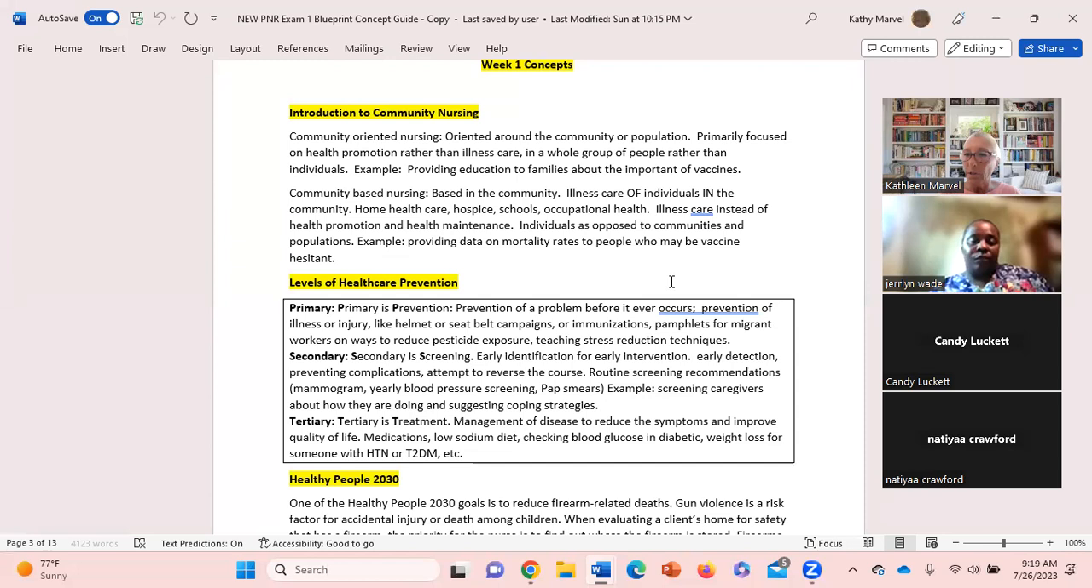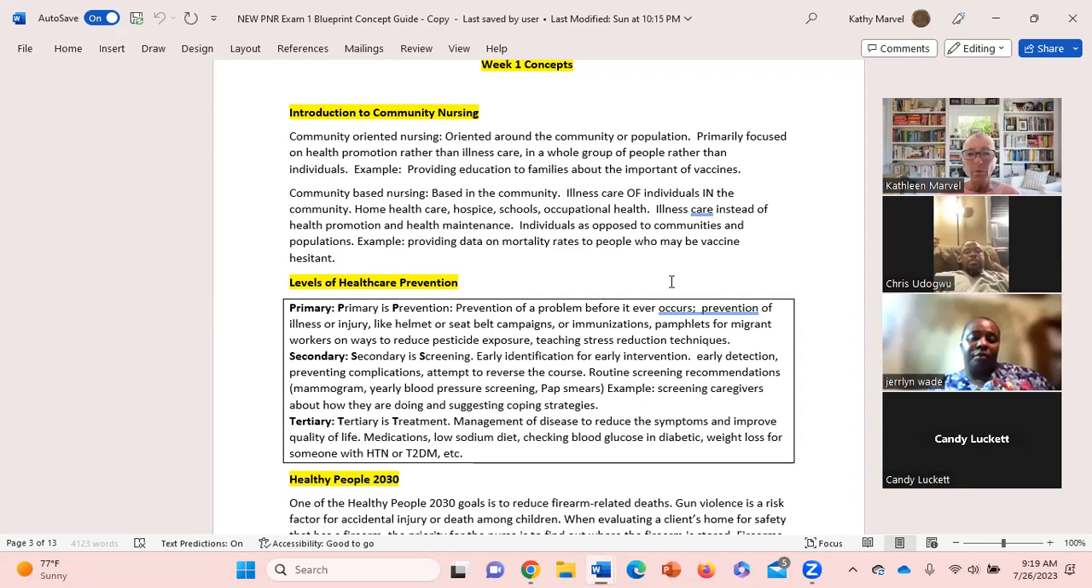Community oriented is big picture. You're primarily focused on the whole population rather than illness care. Okay, so you're focused on a whole group rather than individuals. And then community based, you're working in the community. You're based in the community. Does everybody understand that? There's a couple of questions about scenarios. You're just going to have to identify whether it's community oriented or community based.